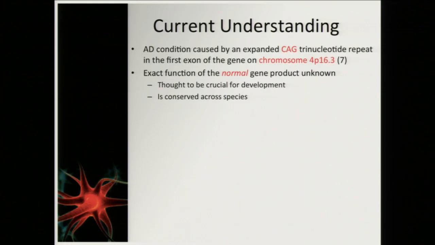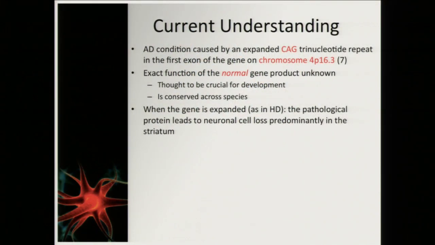We have no idea. Okay, so this is one barrier to our understanding of the disease itself. We do think it's crucial for development. And the reason why we think that is when you take a mouse and you knock that gene out completely, so they don't have any of those protein repeats, what we find is that the mouse can't survive. And so we think that it's absolutely crucial for development and survival. The other thing that's interesting about this gene product is that it's conserved across species. So when we see something that's conserved across species, in general, we believe it must be a very vital and important protein.